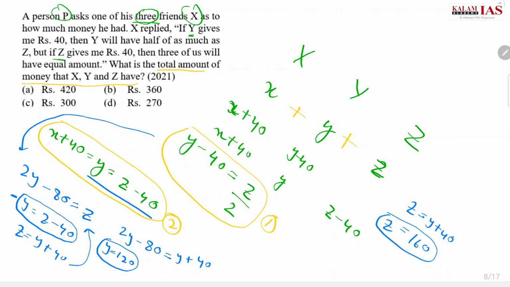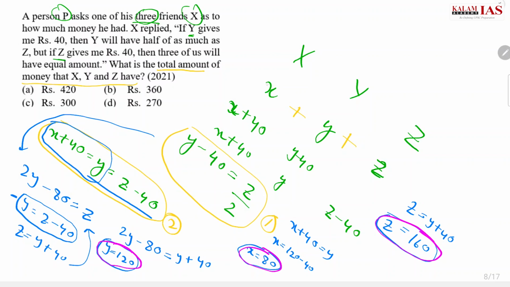This is the second value we get, and from here we know x plus 40 equals y. That means x equals y minus 40, and y's value is 120. So 120 minus 40, x equals 80. We get the value of y from here, x from here and z from here. Now we have to simply add all these values. X is 80, y is 120 and z is 160. When we add these values we get 360. 360 is our answer, option B.